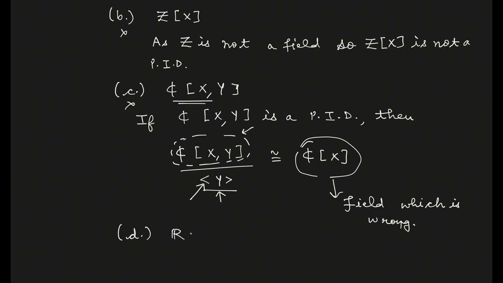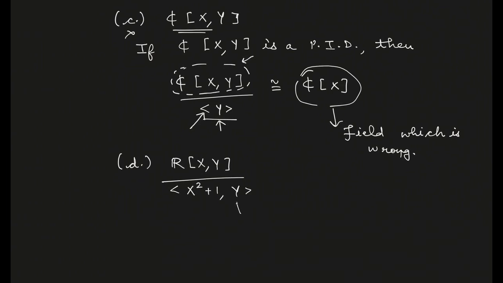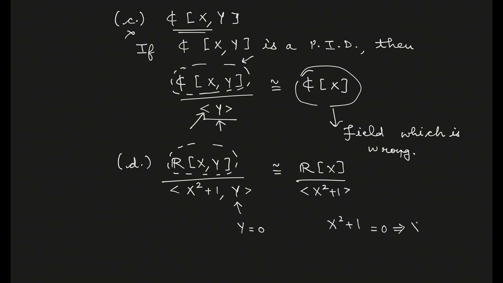Next is R[x, y] upon generator (x square plus 1, y). So firstly find the roots of this, y equal to 0, put in this ring R. Then this is isomorphic to R[x] upon ideal (x square plus 1). Roots of x square plus 1 are plus minus iota. Put this x equal to plus minus iota in this ring R. So this will be R[iota]. R[iota] is basically complex numbers only.